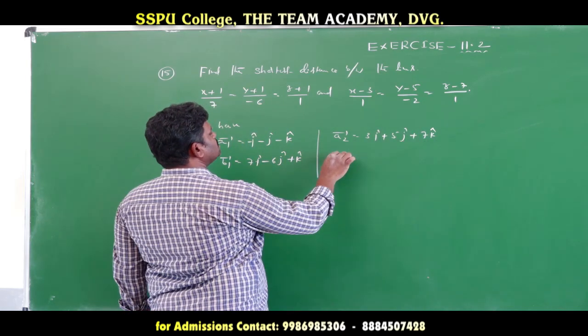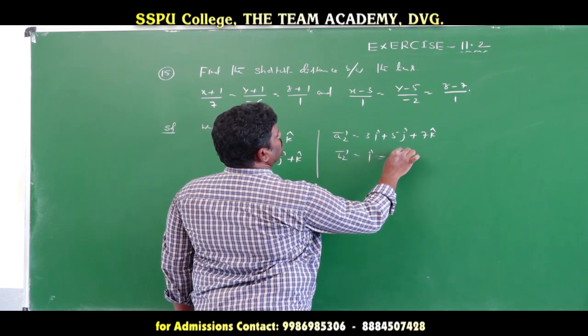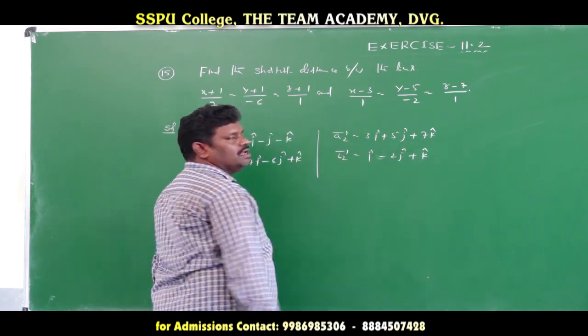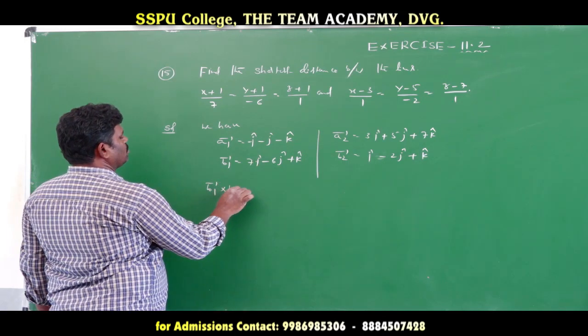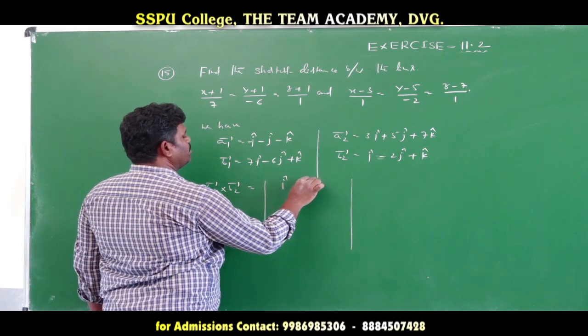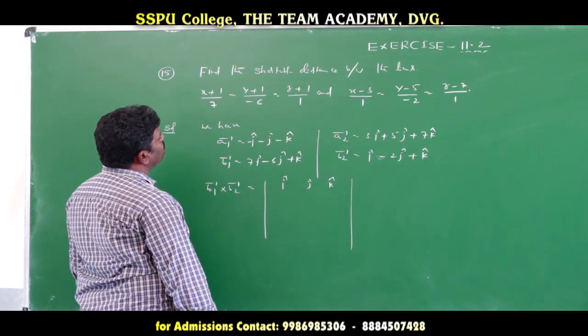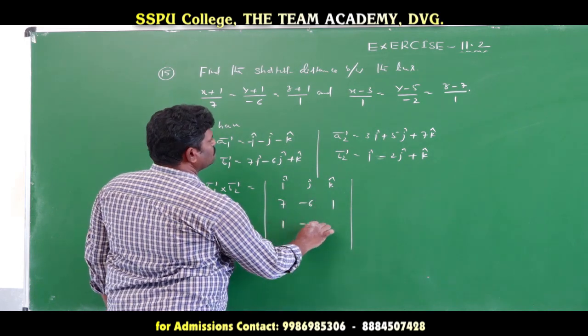Next, b2 bar is equal to i cap minus 2j cap plus k cap, and we follow a similar process for b1 bar cross b2 bar. So then what would we see here? i cap, j cap, k cap. B1 bar is 7, minus 6, 1, and b2 is 1, minus 2, 1.